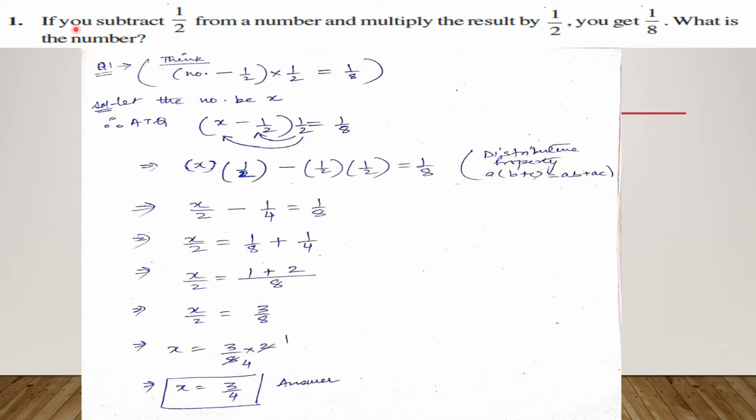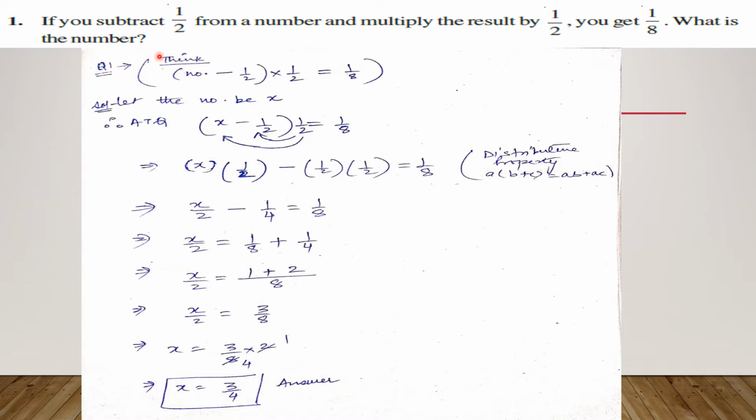If you subtract 1 by 2 from a number, this number we don't know, so we will assume this as x. So we are subtracting 1 by 2 from a number and we are multiplying this whole term with 1 by 2 to get that is equal to 1 upon 8. Now they are asking what is the number. Whatever is missing, we always assume it as x.